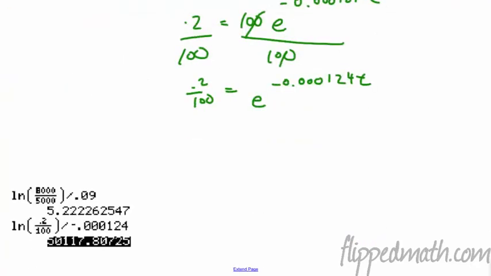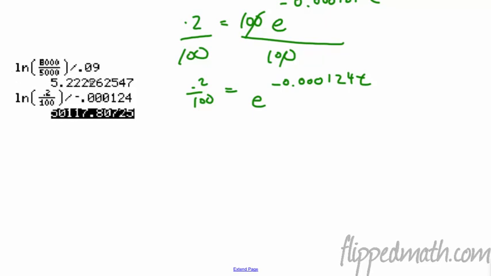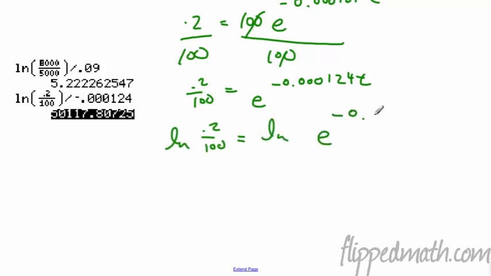What are we going to get there? If we take the natural log, here's a little math right there. It's all figured out for us. Take the natural log of 0.2 over 100. I don't want to skip too many steps, but natural log 0.2 over 100 equals natural log of e to the negative 0.000124t. The natural log, remember that's the exponent I use on e to get e to the that. Well, it's got to be that exponent. That exponent's right here. So we're going to cancel those things off.